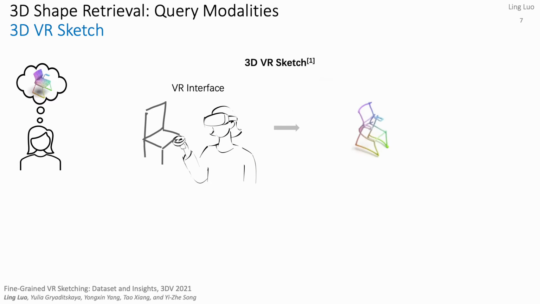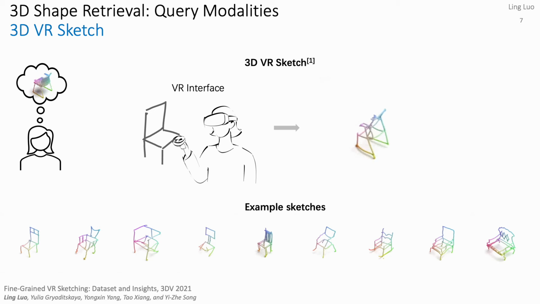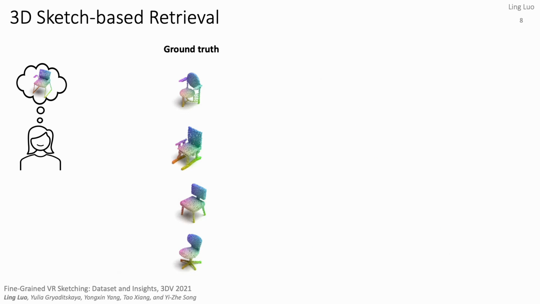In our previous work, we proposed a new query format, a quick 3D VR sketch, created while wearing a 3D headset. Here we show some examples of collected sketches. We showed that promising results can be achieved. Thus, in this case, the queries are 3D VR sketches of envisioned 3D shapes.